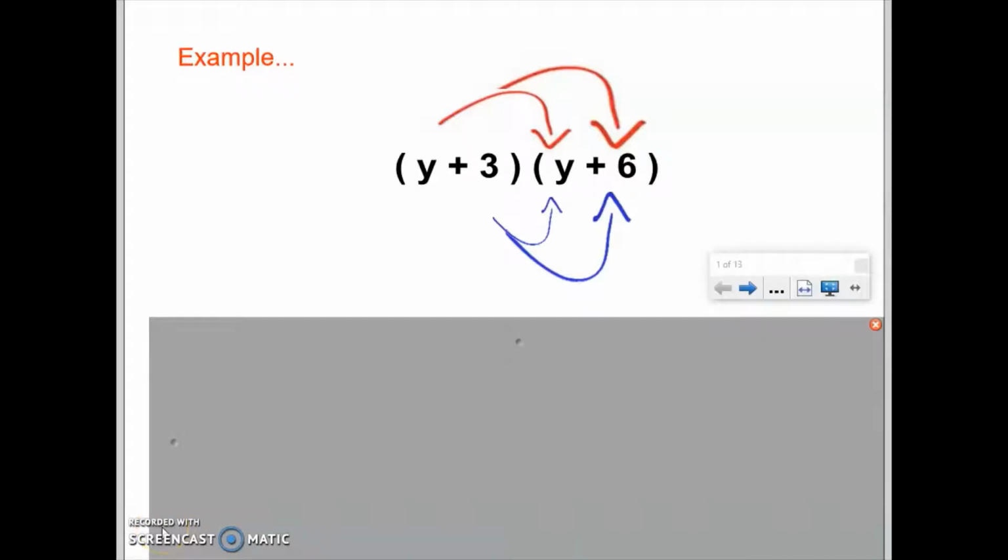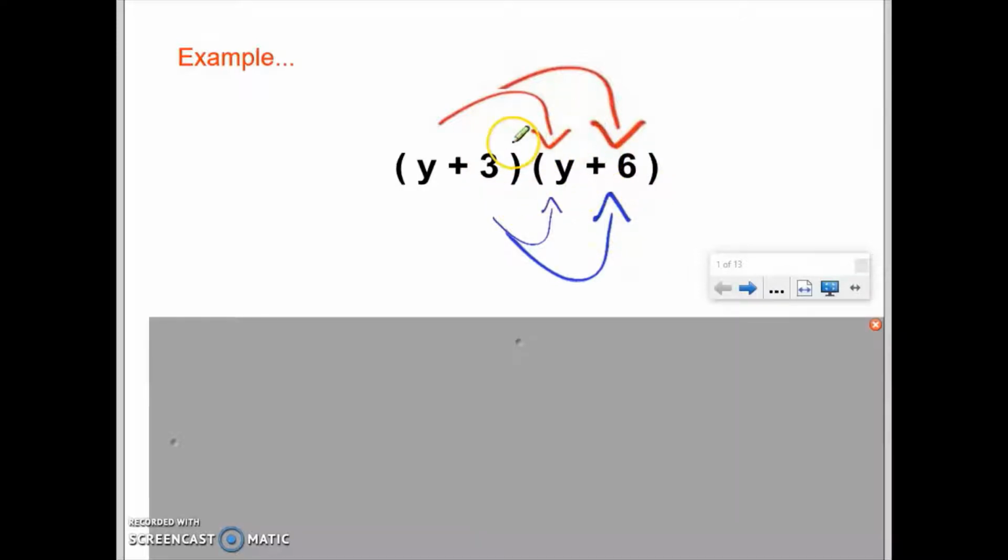Hi there, and welcome to this video on expanding double brackets and expanding triple brackets. We'll start with a few examples. You can see on the screen I've got a question which involves double brackets. In algebra, when we have brackets, that is telling us that we need to multiply.